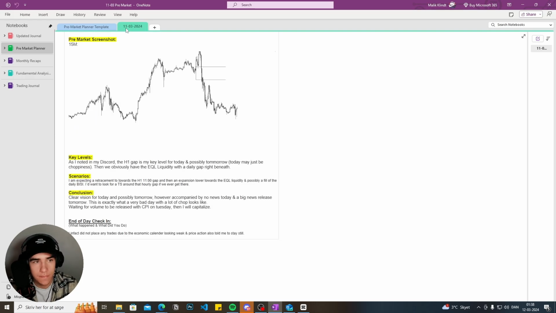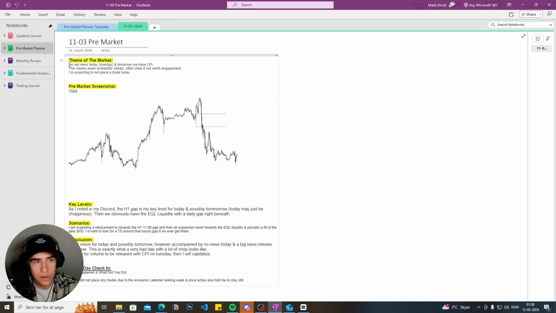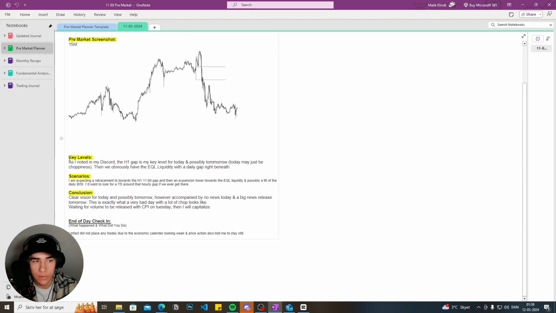So let's look at today. I wrote no red news today, and tomorrow we have CPI. This means lower probability setups and often chop and not worth engagement. I'm expecting to not place a trade today. Then we have my pre-market screenshot of a 15-minute chart. Then we have my key levels, right?